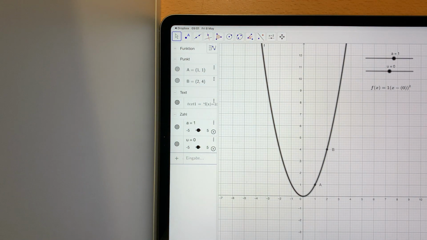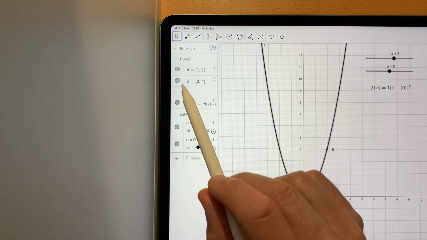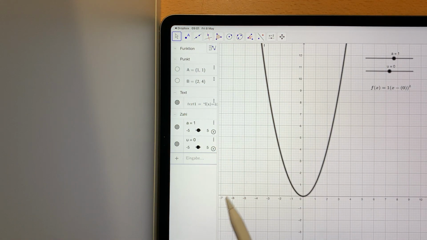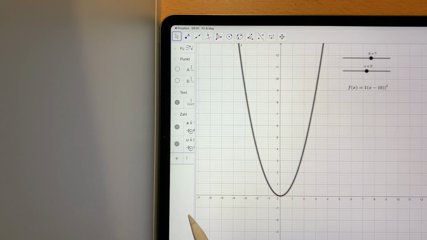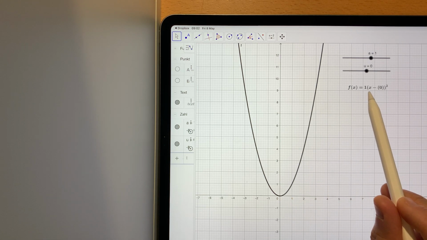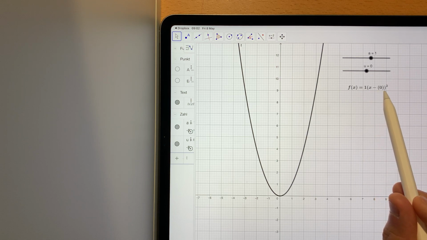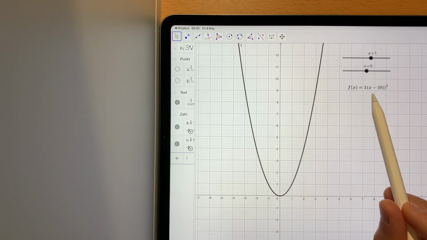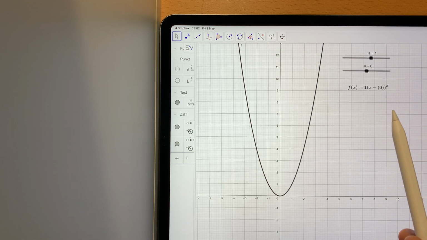So I've prepared a GeoGebra demonstration here. Look, this is the original parabola. You can clearly see that because it's 1 to the right, 1 up, 2 to the right, 4 up, 3 to the right, 9 up. And you could write it like this: 1 times brackets x minus 0, whole thing squared. It's nothing but x squared here.